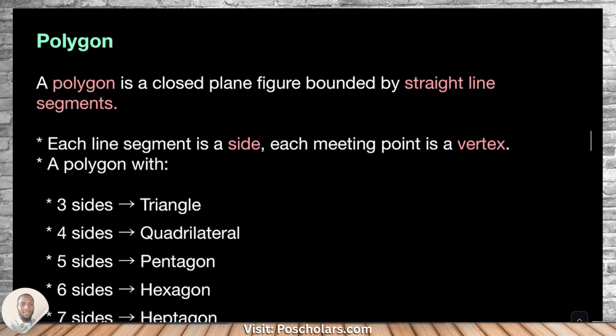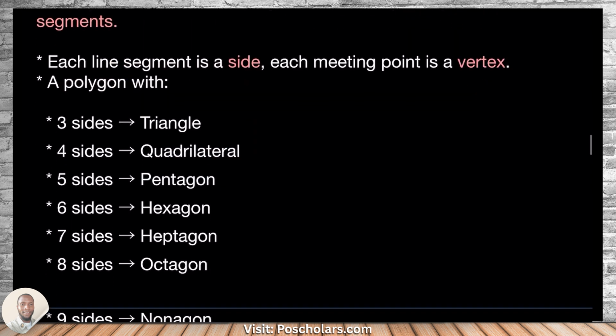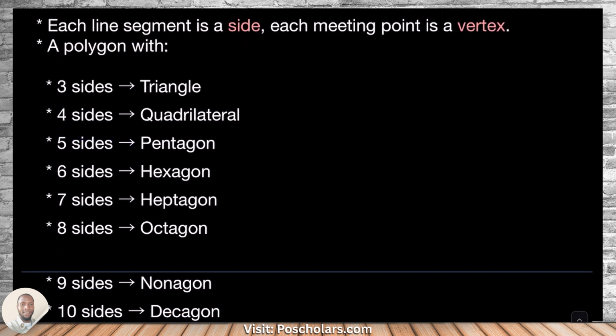Next, polygon. Now let's talk about polygon. A polygon is a closed plane figure bounded by straight line segments. Each line segment is a side. Each meeting point is a vertex. A polygon with 3 sides is a triangle, 4 sides is a quadrilateral, 5 sides a pentagon, 6 sides a hexagon, 7 sides a heptagon, 8 sides an octagon, 9 sides a nonagon, 10 sides a decagon.